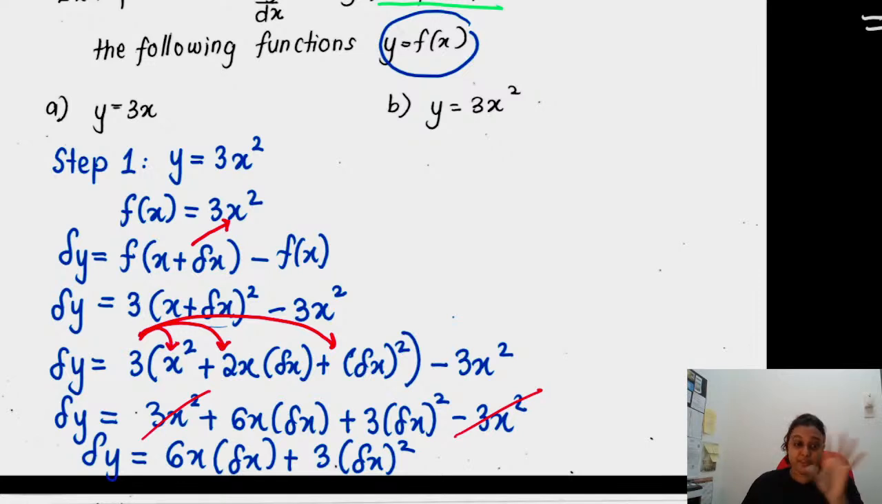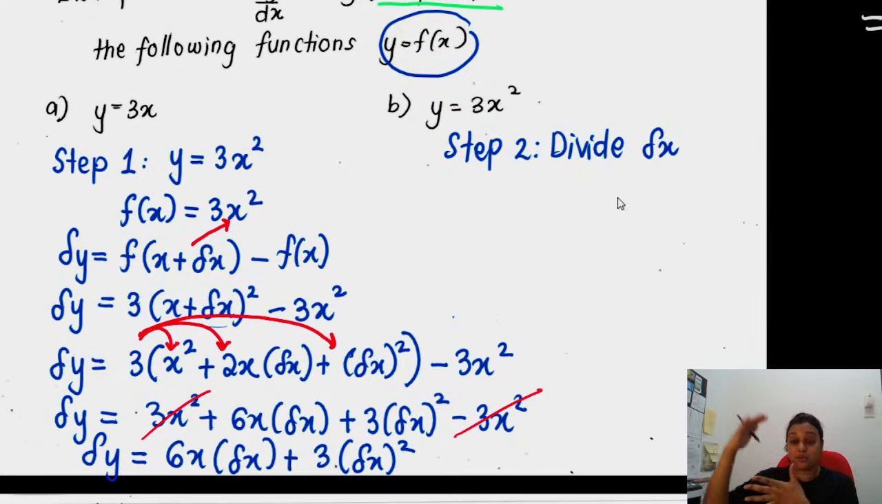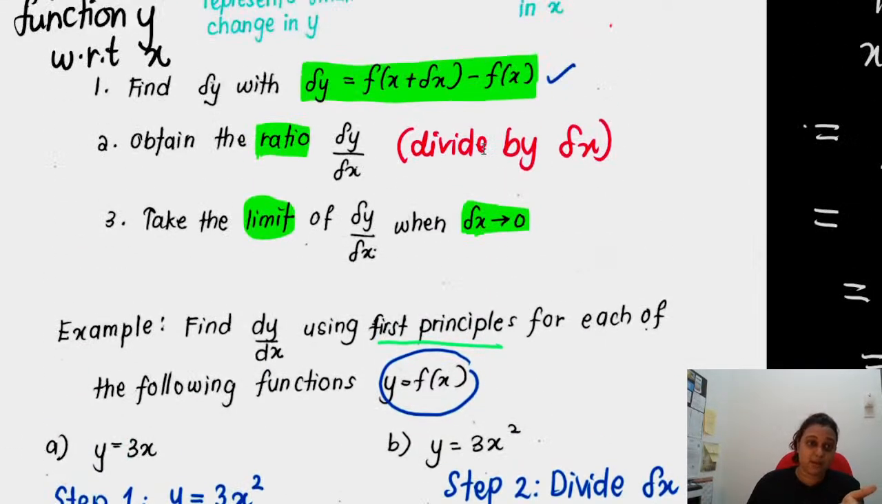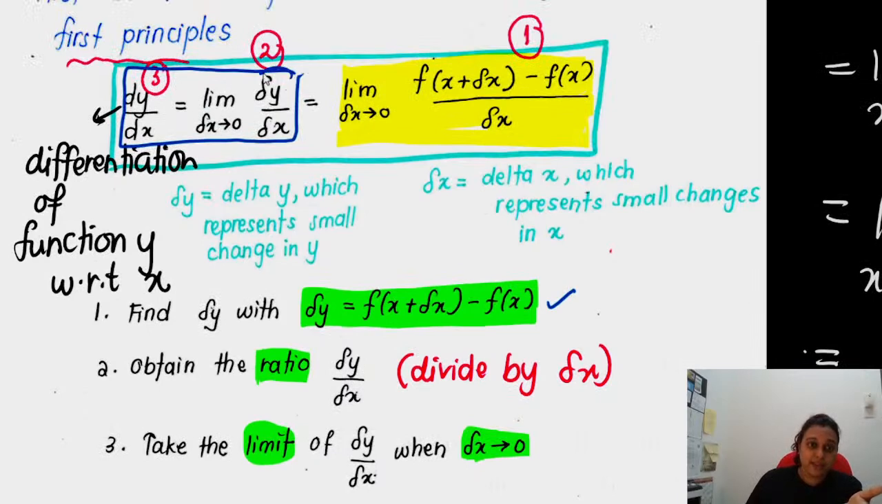Now from here you are done. You already found your delta y. Let's go to step 2. What is step 2 now? Divide by the delta x, so that you can get the ratio delta y over delta x, because we are going for this part now. We are trying to find this one, so we have to do the divide method.